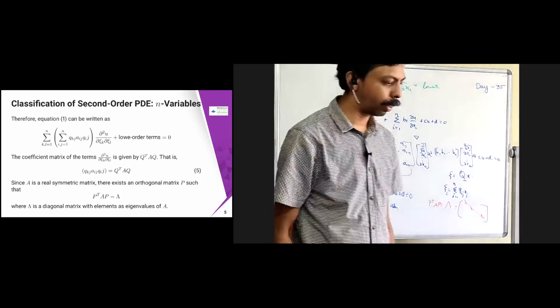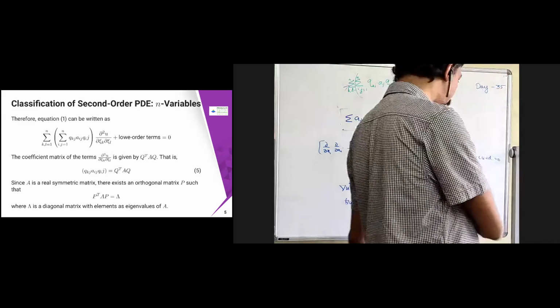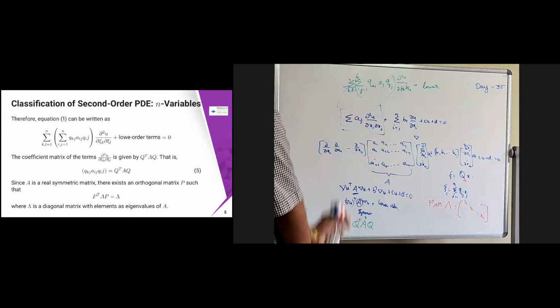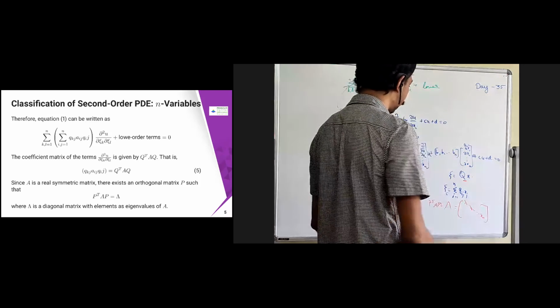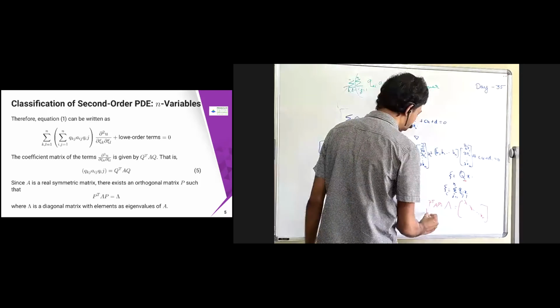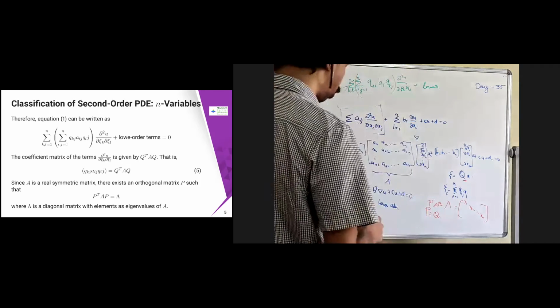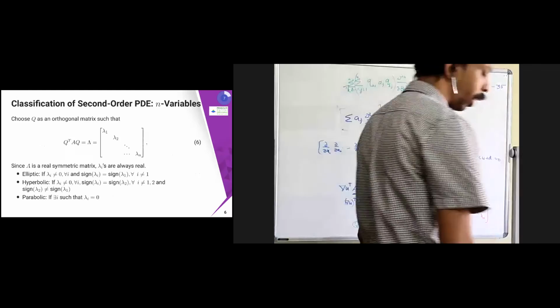In that case, you can just convert this equation, or we can classify that equation depending on the eigenvalues. That's what we are going to do. So lambda is an eigenvalue of the real matrix. I'm going to choose my P equal to Q. If I choose P equal to Q, then I am going to get Q transpose A Q equal to capital lambda, which is nothing but lambda 1, lambda 2, up to lambda n.